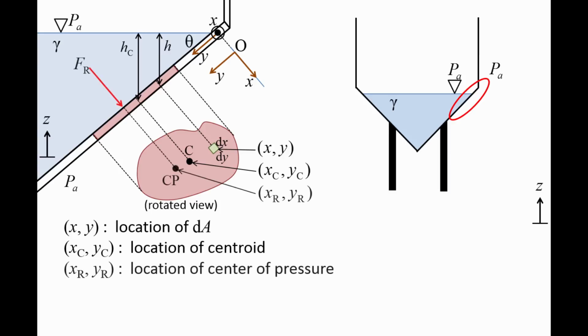Point CP is the center of pressure, which is where the resultant force Fr acts. The coordinates of the center of pressure are labeled as xr, yr. The resultant force and center of pressure location produce an equivalent force and moment on the wall as the original fluid pressure field.